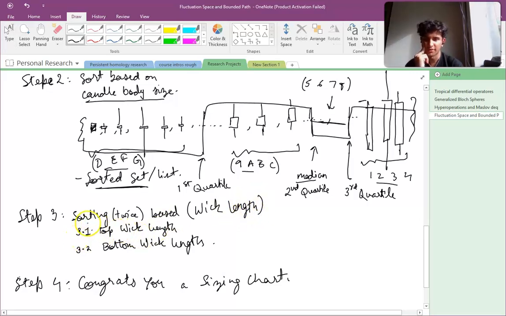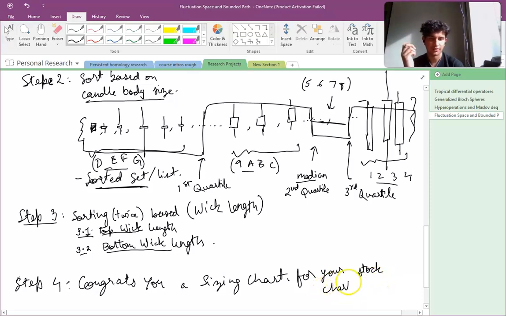So we're going to conduct 2 sortings in step 3. The first sort is going to be 3.1, wherein we sort the top wick. The next sort is going to be 3.2, that is the bottom wick, right? And that's it. That's your algorithm. So congratulations, you have a sizing chart for your stock pattern, your stock or your chart.